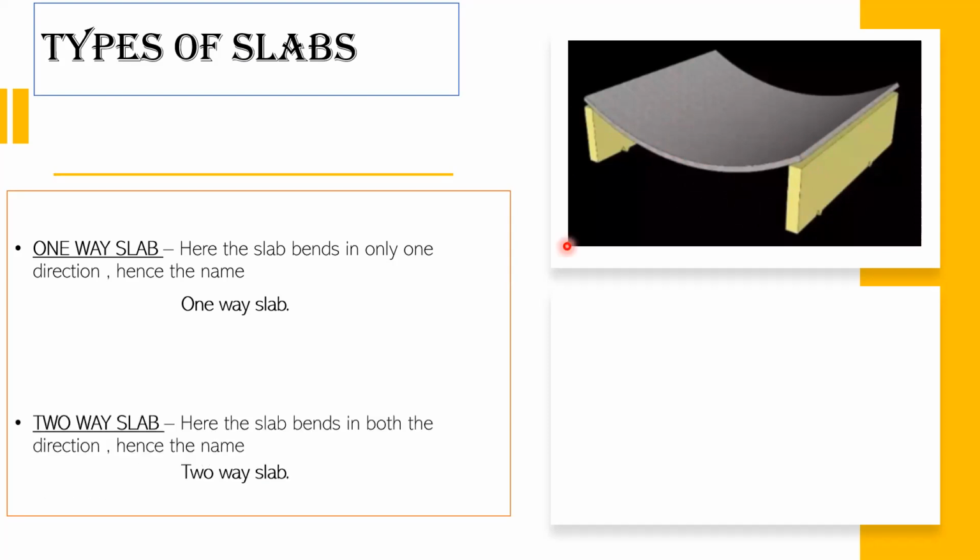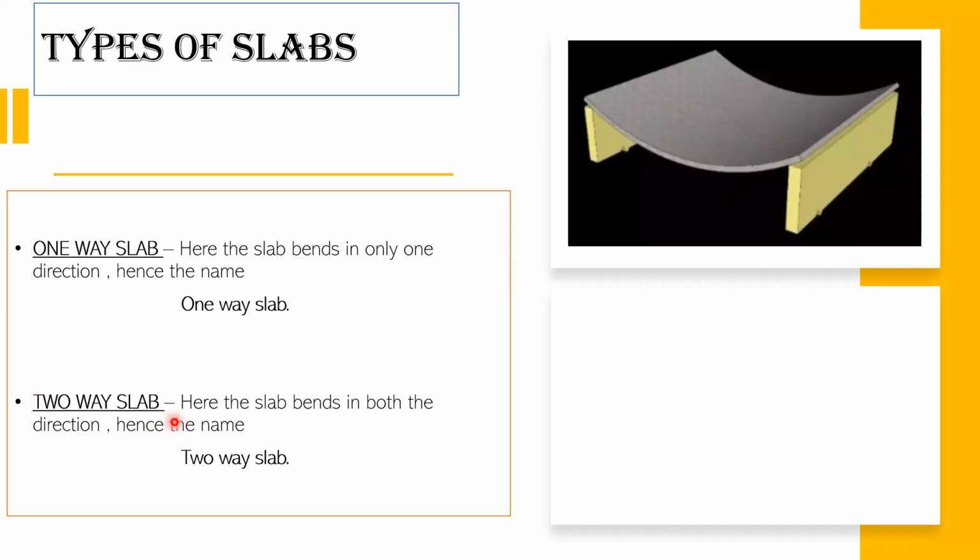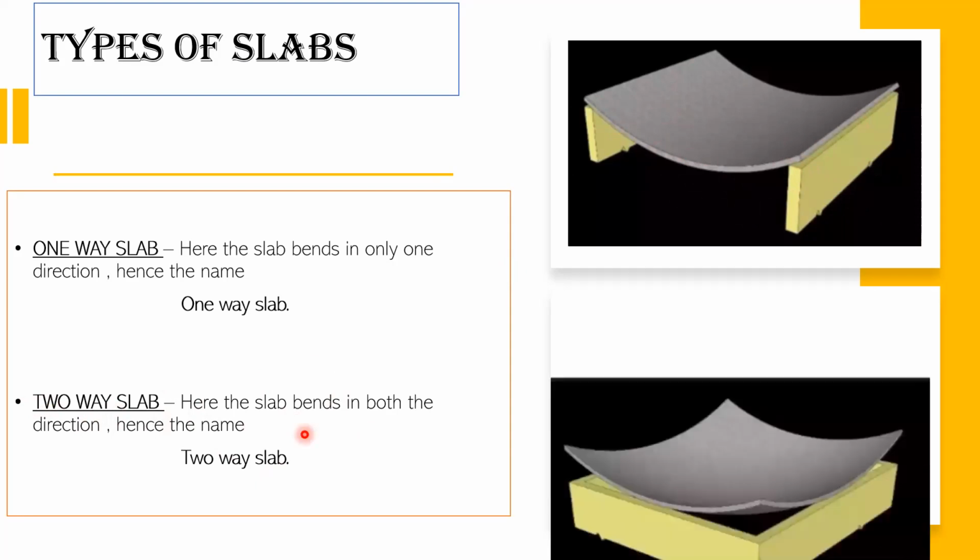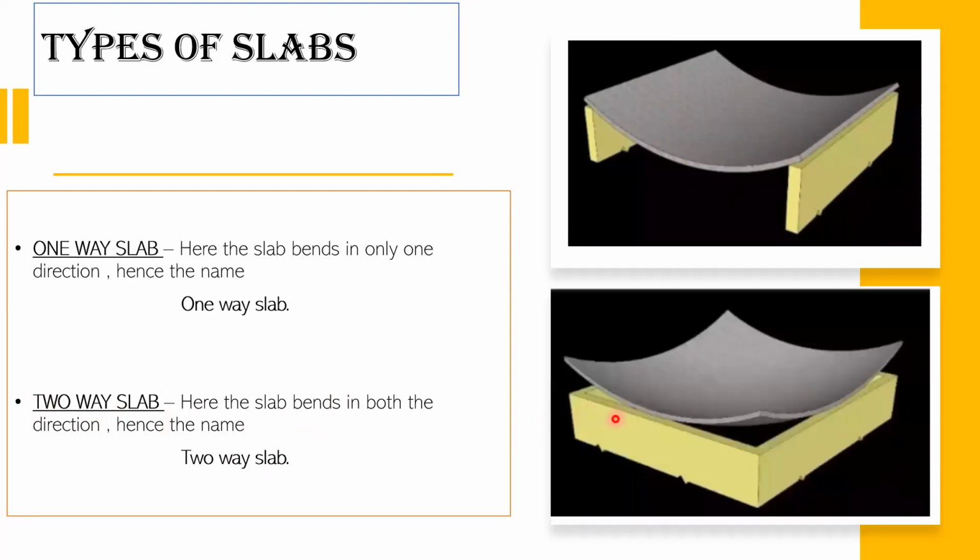Next, we'll try to see what is a two-way slab. Here the slab bends in both the directions. Hence we call it as two-way slab. So this is how a two-way slab looks. Look at here, we have 1, 2, 3 and 4 supports.